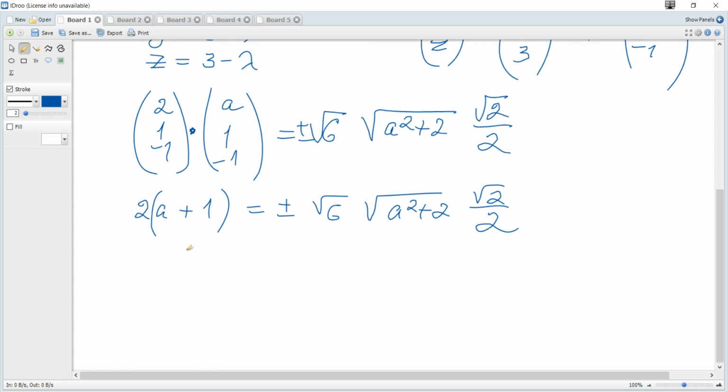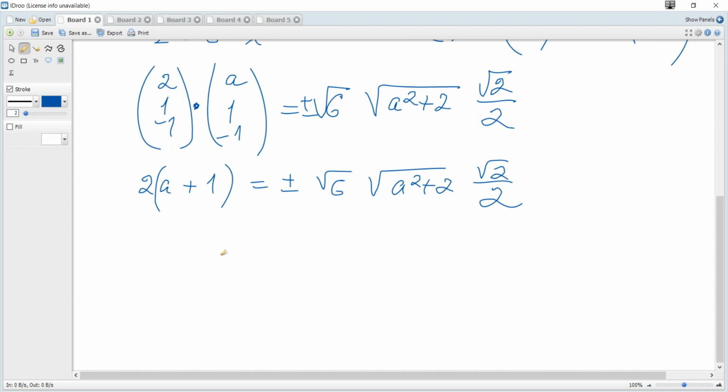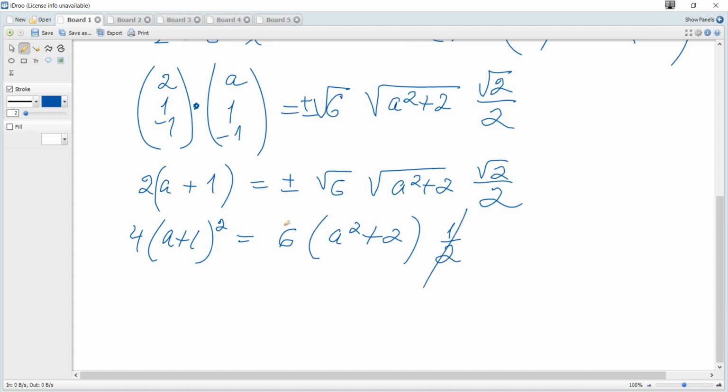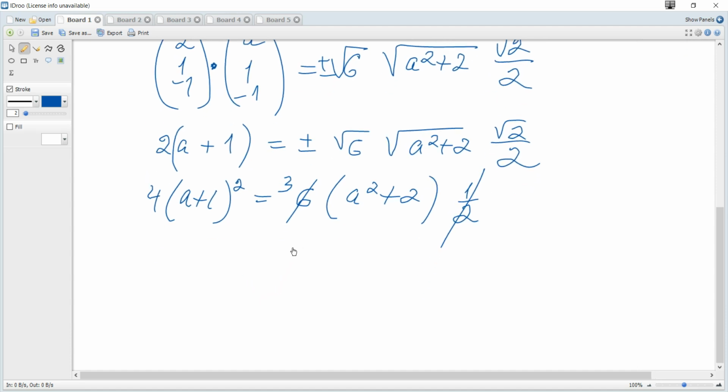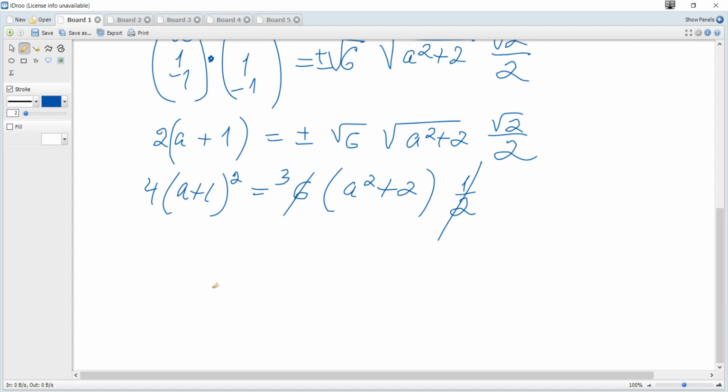How to do that? We can just square both sides and get 4(a + 1)² = 6(a² + 2)/2, and we can divide by 2, and open parentheses and get 4a² + 2a times 4, it's 8a, plus 1 times 4, 4, is 3a² + 6.